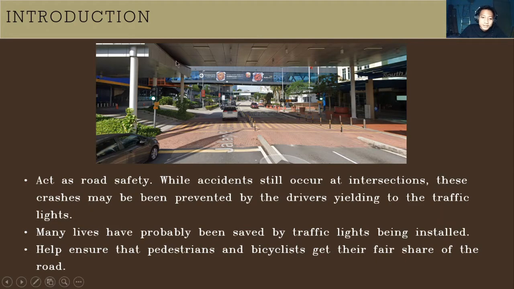As you can see here, this is a pedestrian who wants to cross the road. So this traffic light can help them to cross. It will stop the car, then the pedestrian can cross it.